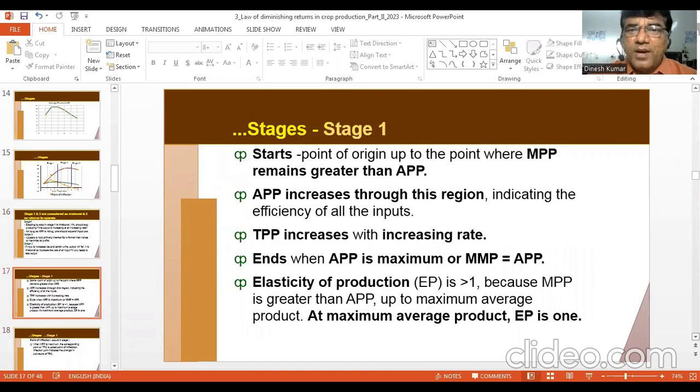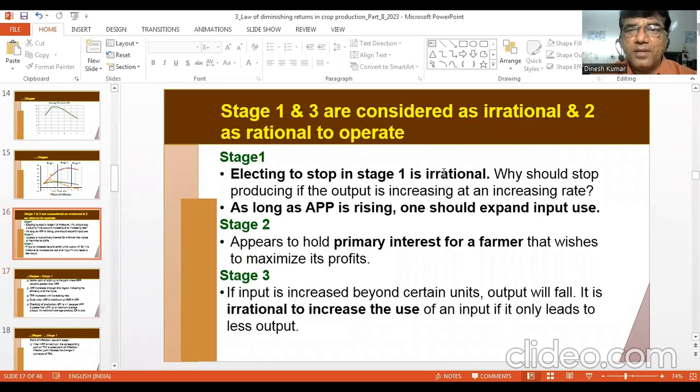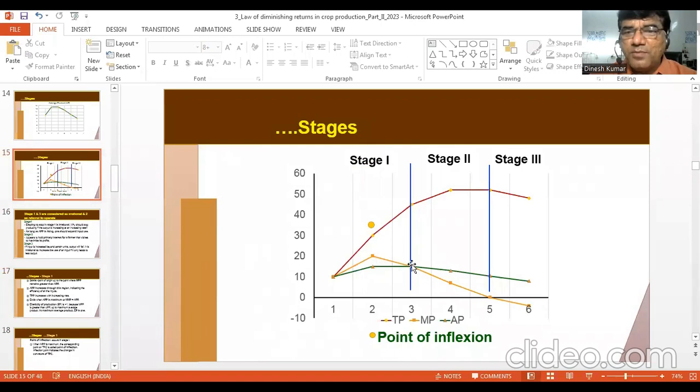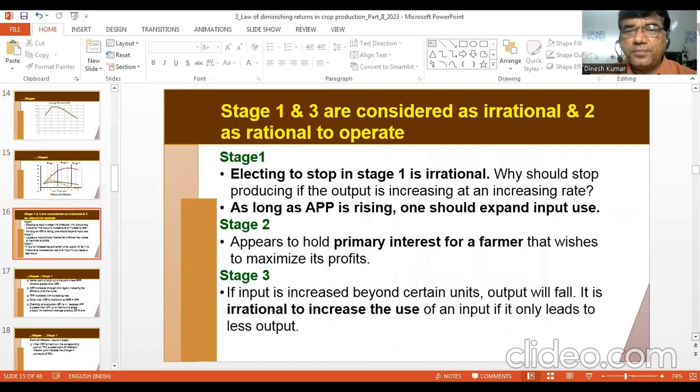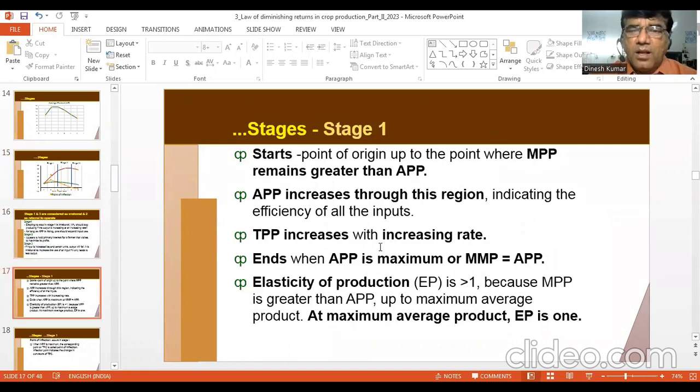Now, more clarity, stage 1. It starts from the point of origin up to the point where marginal physical product remains greater than the APP. So it will end at the point where your marginal physical product remains greater than APP. So you can see it will end here, and up to this, marginal physical product is greater than the average physical product in stage 1. Average physical product increases through this region. In stage 1, it is increasing, indicating the efficiency of all the inputs.